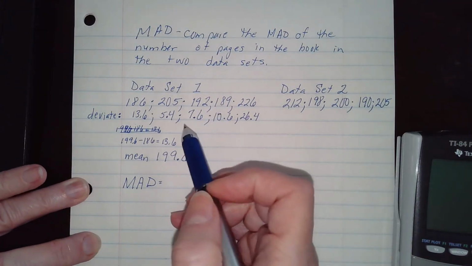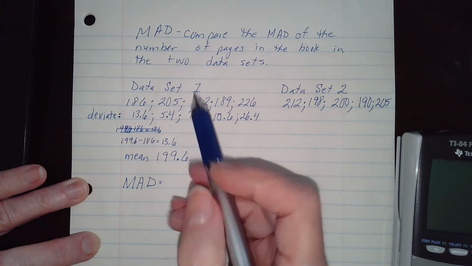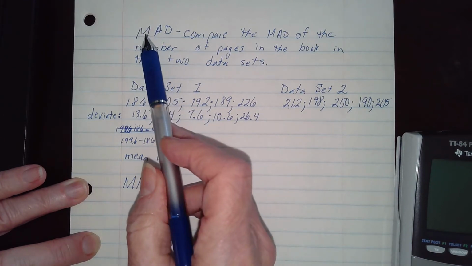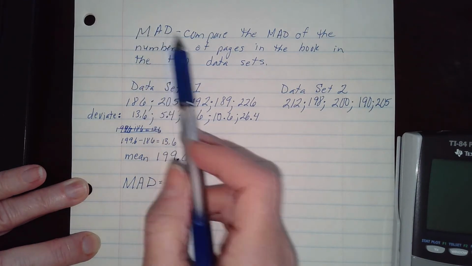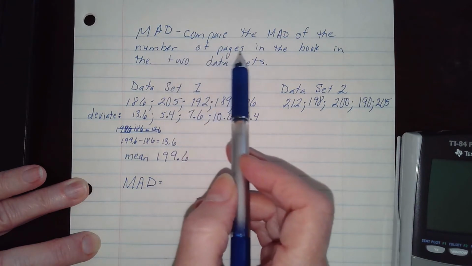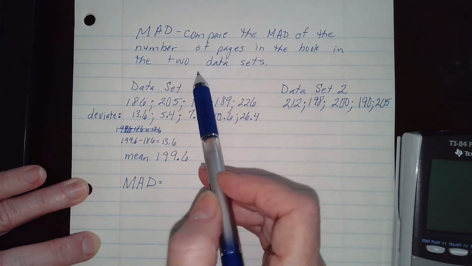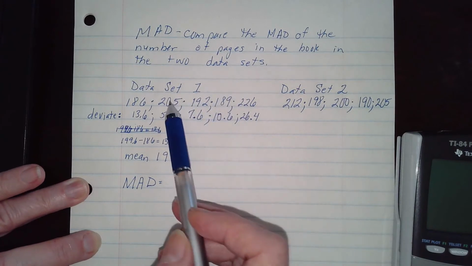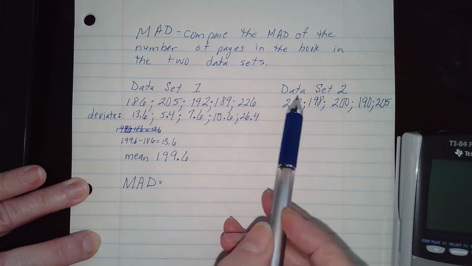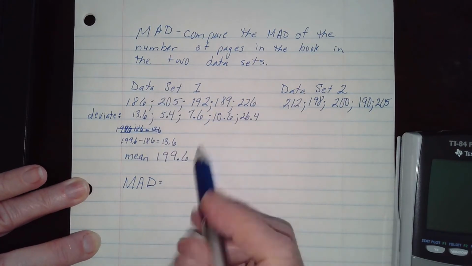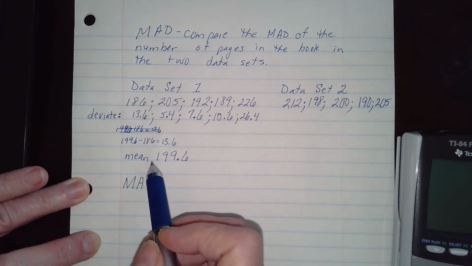Hi, today we're going to compare the mean absolute deviation of two different data sets. MAD, mean absolute deviation. We're going to compare the number of pages in books in two different data sets. I'm not sure what this is, maybe it's mysteries and science fiction, but two different data sets. I've already started the first data set.